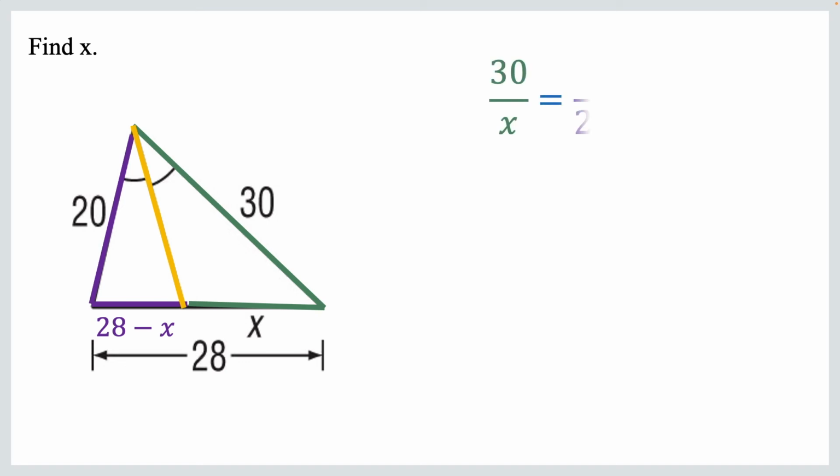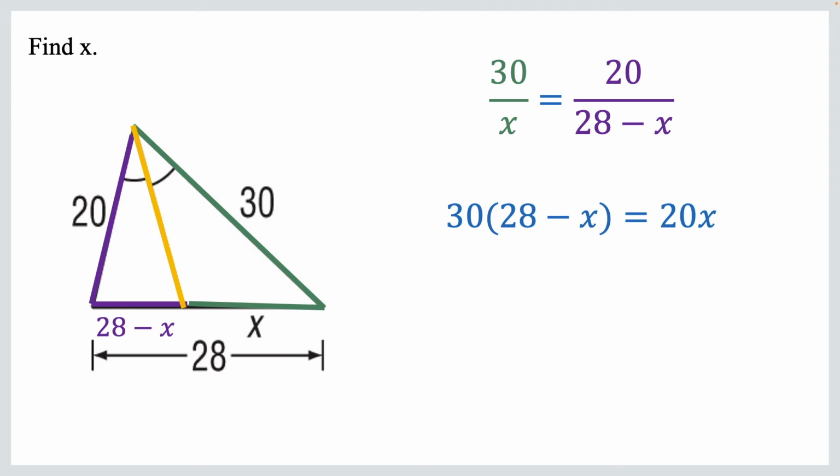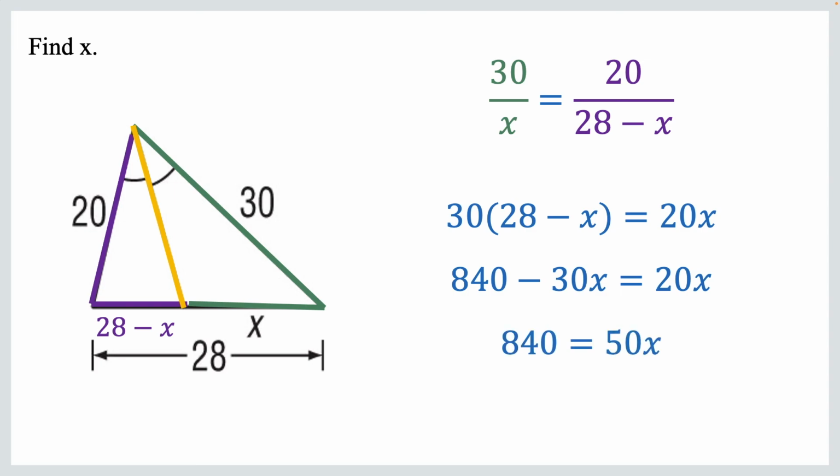And here we go with our proportions, right? 30 over x equals 20 over 28 minus x. And now we cross multiply. So 30 times the quantity 28 minus x equals 20x. Distribute that 30 through. 840 minus 30x equals 20x. We'll add that 30x to both sides. 840 equals 50x. Divide both sides by 50, and you get x equals 16.8.